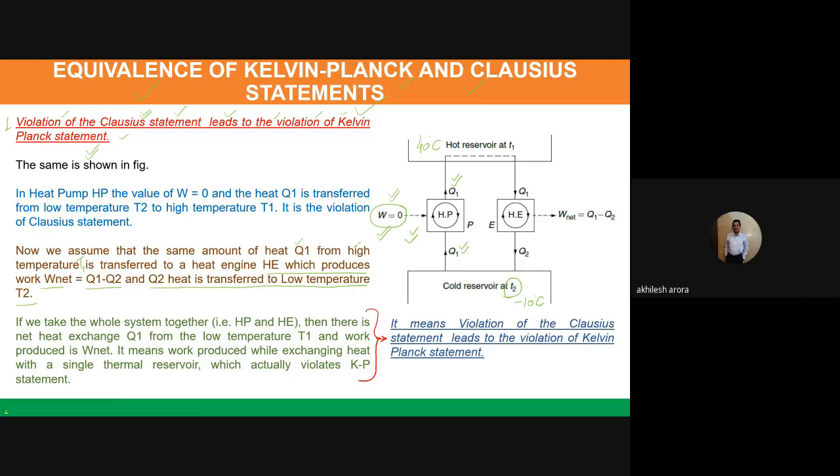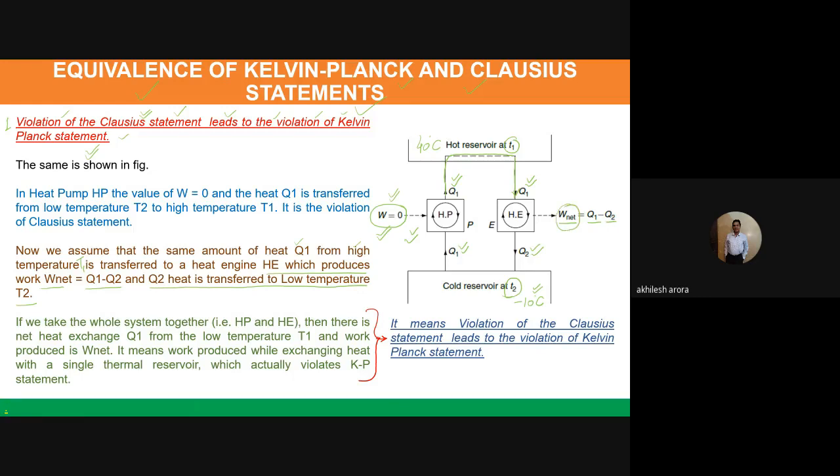So what we have done, basically, whatever is this Q1, after it is thrown to the high temperature reservoir at temperature T1, it is once again taken from this high temperature reservoir, and now it is passed through this heat engine, and here the net work is produced which is equal to Q1 minus Q2, and Q2 is the amount of the heat which is being thrown to the cold reservoir at temperature of minus 10 degrees Celsius, and we are getting W net.